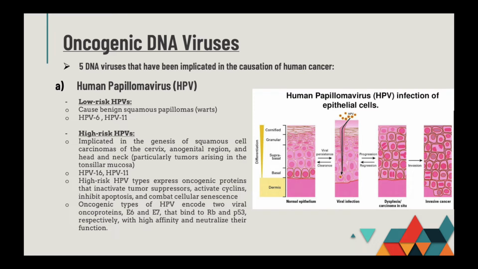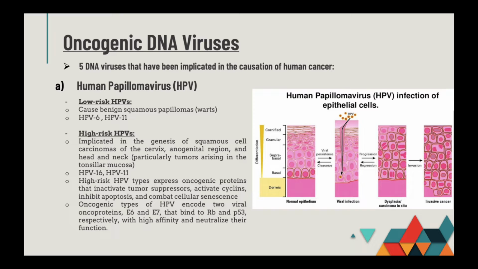Low-risk HPVs cause benign squamous papillomas or warts, by HPV 6 and HPV 11. Meanwhile, high-risk HPVs are implicated in the genesis of squamous cell carcinomas of the cervix, anogenital region, and head and neck, particularly tumors arising in the tonsillar mucosa, brought about by HPV 16 and HPV 18.